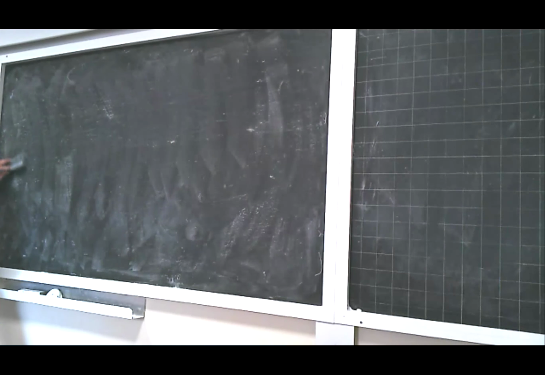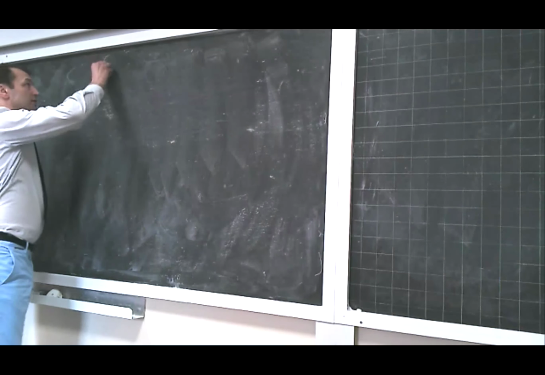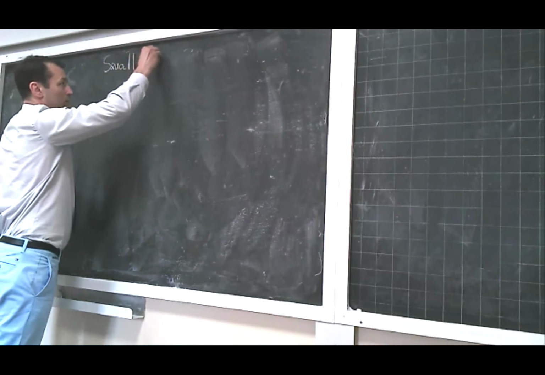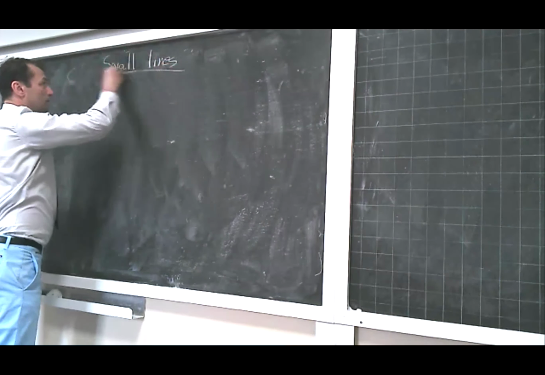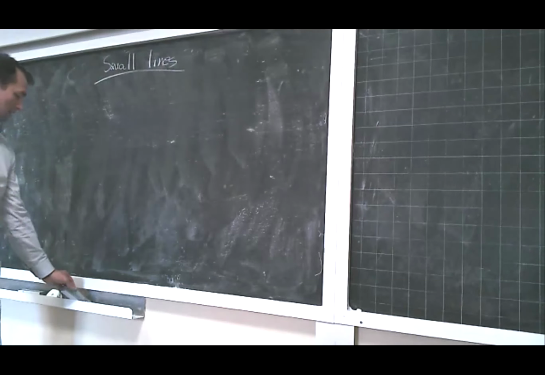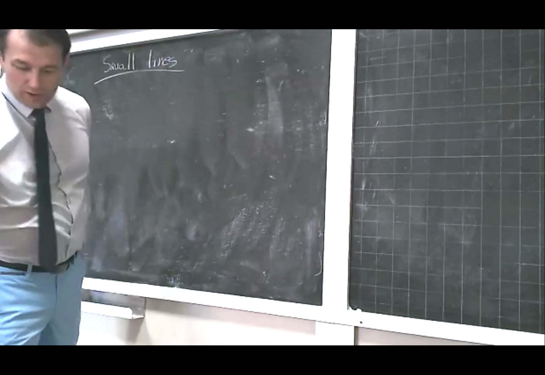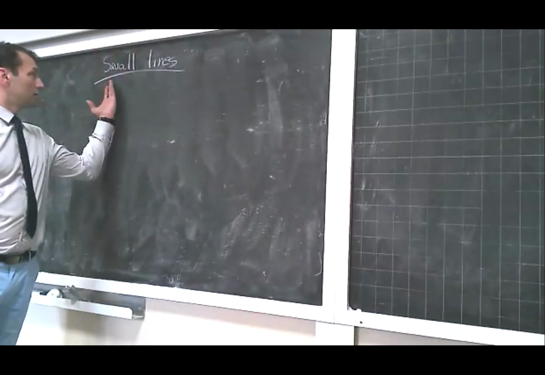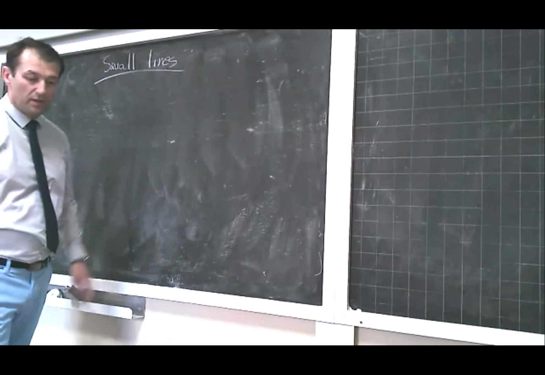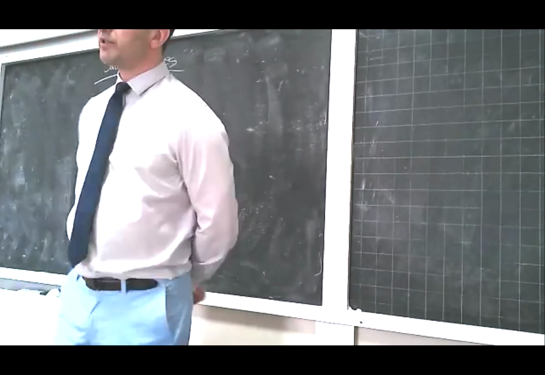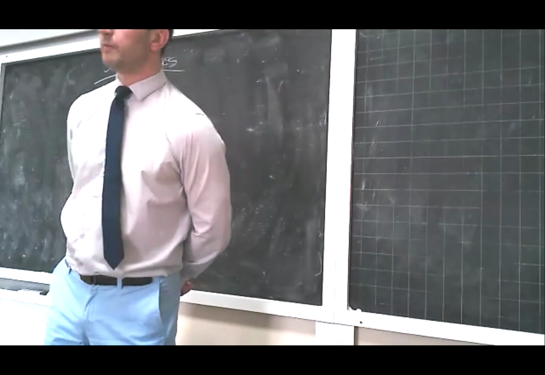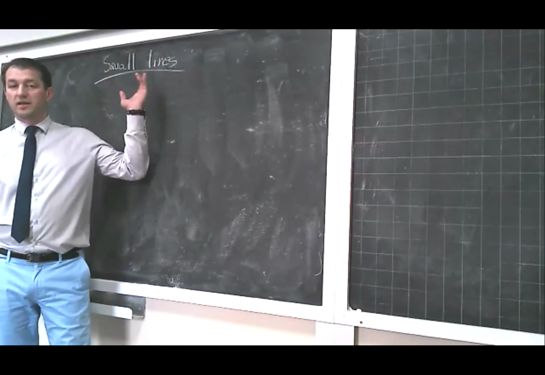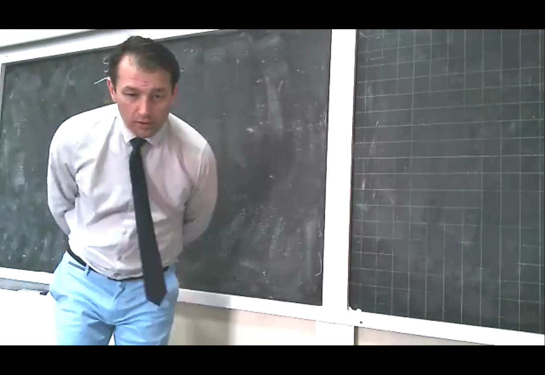Now I would like to talk about squall lines. Squall lines are called mesoscale convective systems. There are several types of mesoscale convective systems. One of them is squall lines, another one is bow echoes.